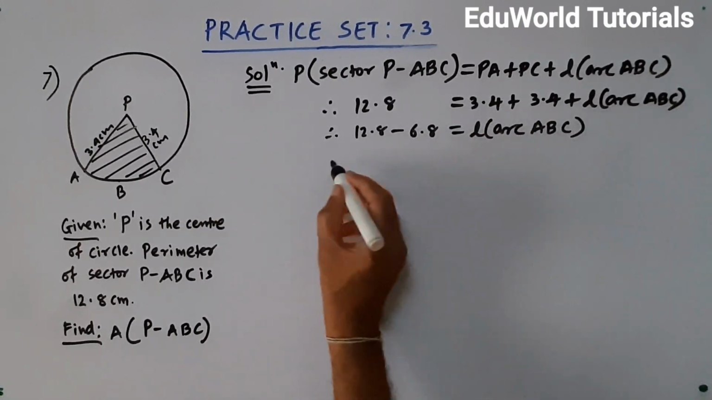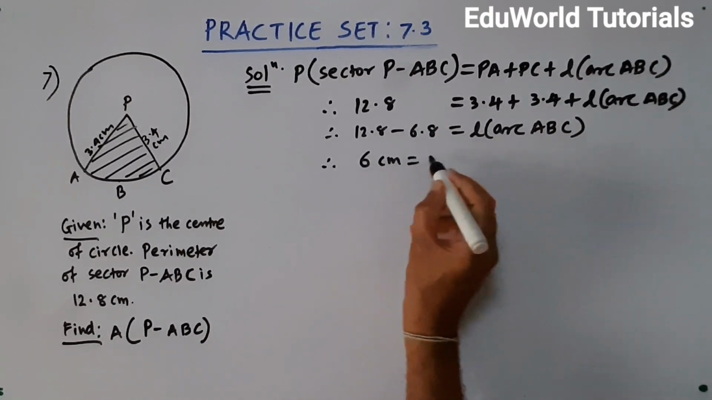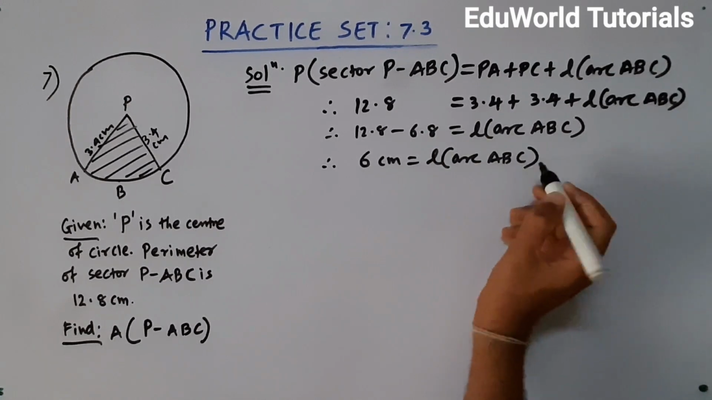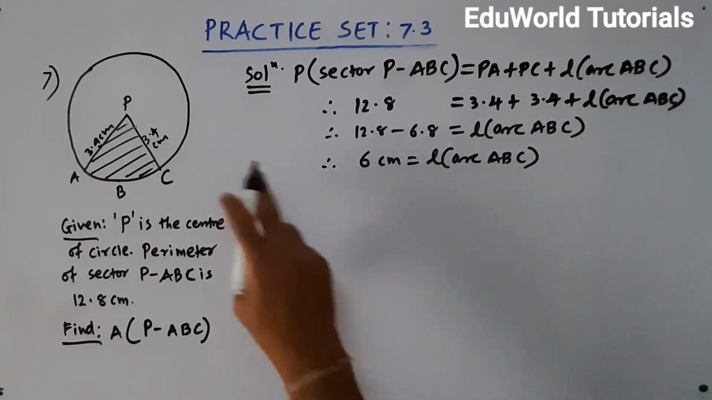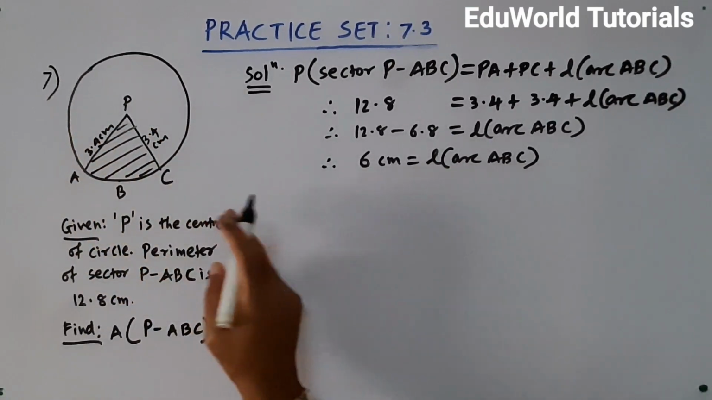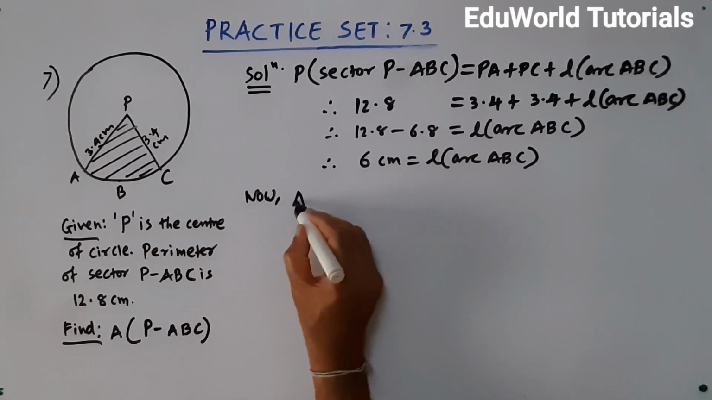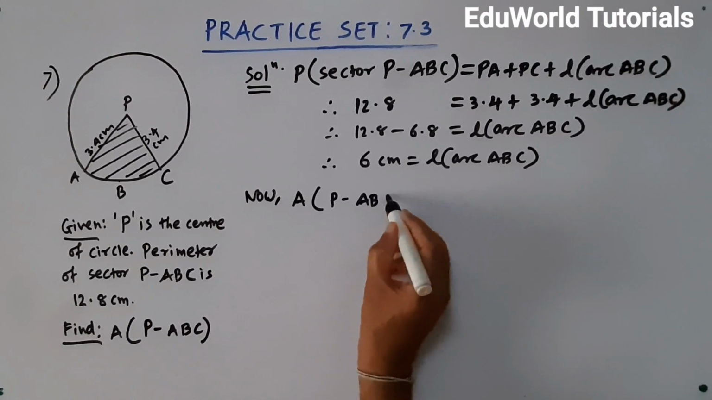Now 12.8 minus 6.8 is nothing but 6. 6 centimeter is the length of arc ABC. Now you know, students, when we are given the length of the arc and we are also given the radius of the circle, we have a formula to find the area of the sector. So what is the formula? Recall. Now area of sector PABC, it is understood.